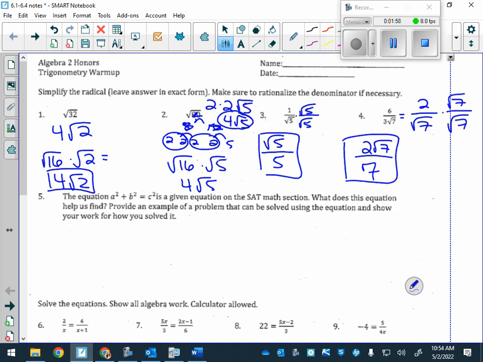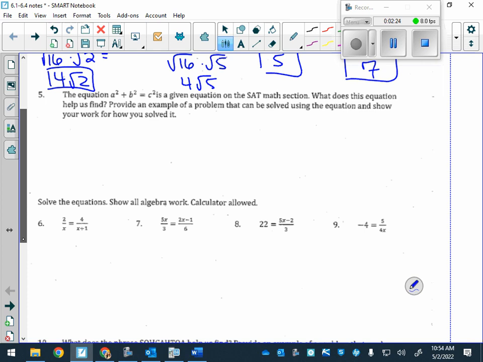Some of you might not have done that, okay, but if you have 6 over 3 root 7, the only thing you should be multiplying by is root 7. If you left it like this, and then just simplified at the end, that is okay, but the only thing you are moving is root 7, because there's no adding or subtracting in between, okay?